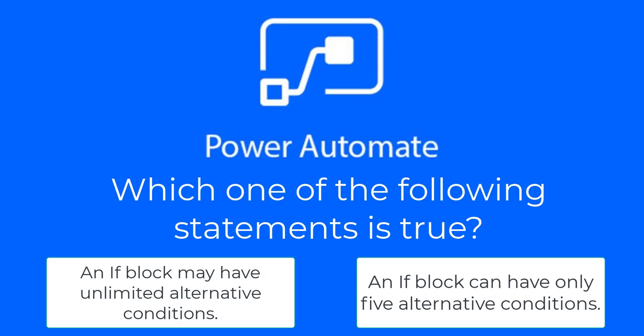Radar, what's with all the questions, bro? Which of the following statements is true? It's time to check your knowledge. So, which of the following statements is true? An if block may have unlimited alternative conditions. An if block can have only 5 alternative conditions. All right, let me know the answer in the comments below.